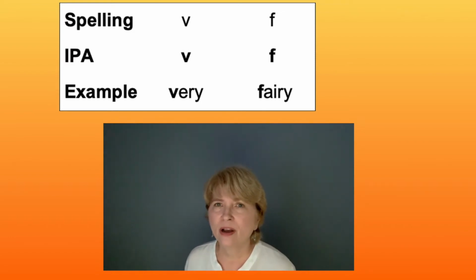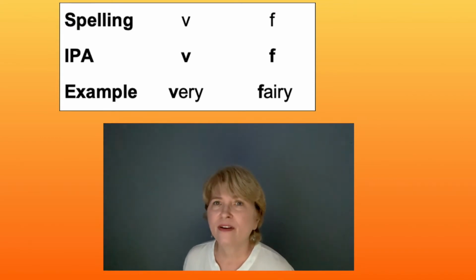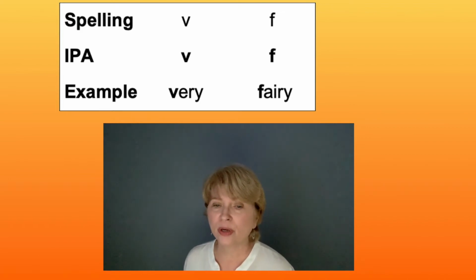V, v. If you're doing it right, your upper lip might tickle. Very, very. Now, if you say this one incorrectly, you're going to be saying the wrong word. You're going to be saying the example I have here for F, which is fairy, fairy. Practice.